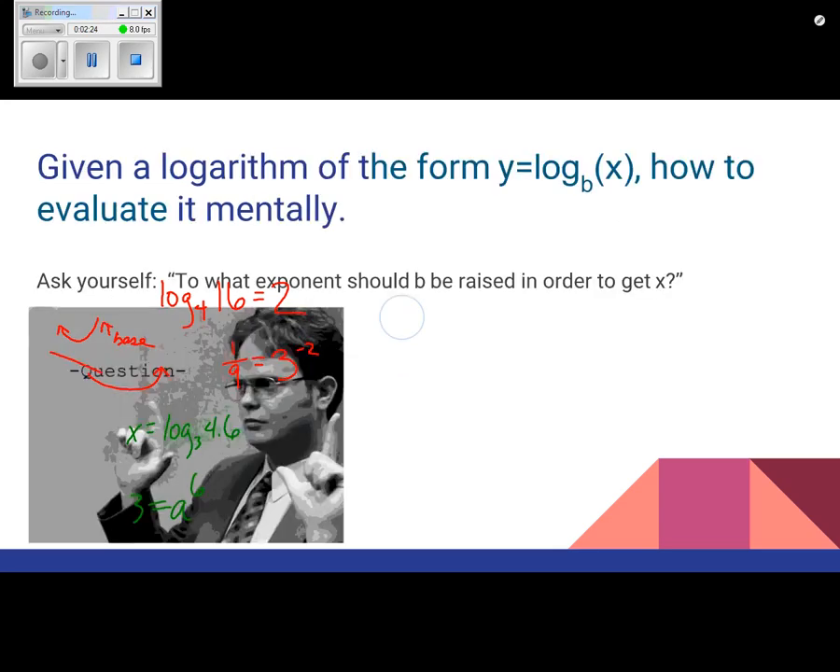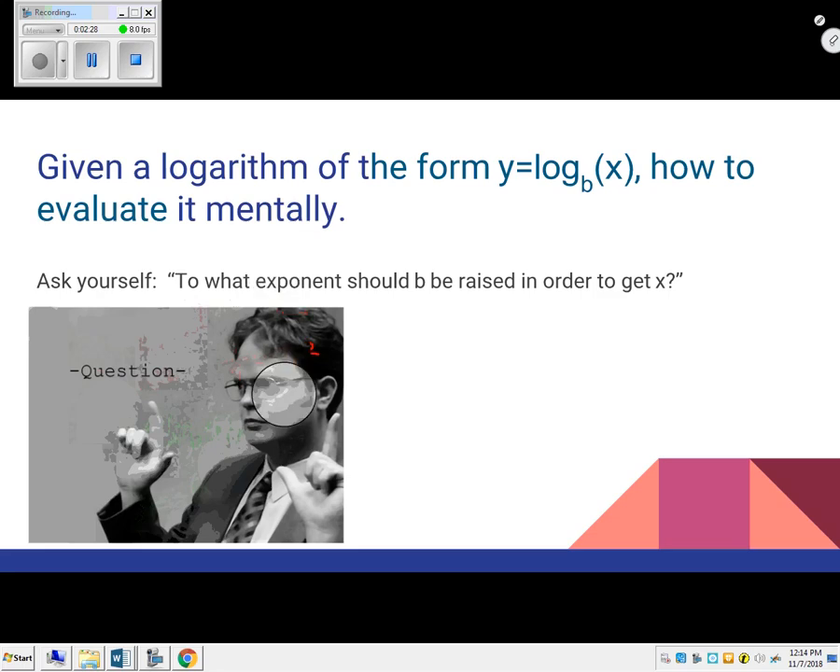Now, what I want to be able to do is evaluate logarithms before we leave here. And so I like to be able to do this mentally. So I ask myself a question, just like Dwight Schrute here. To what exponent should b be raised in order to get x? So even though I'm doing logarithms, I'm still thinking of them in terms of exponents.